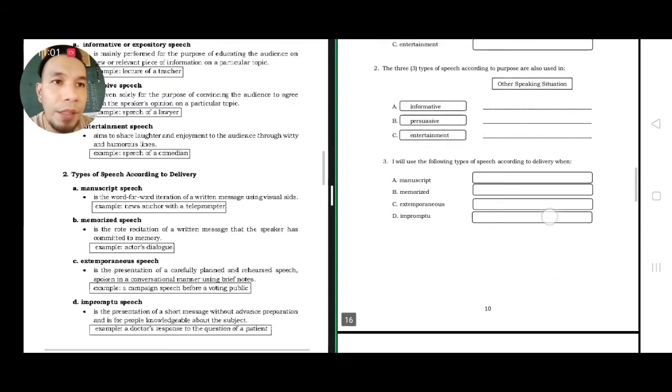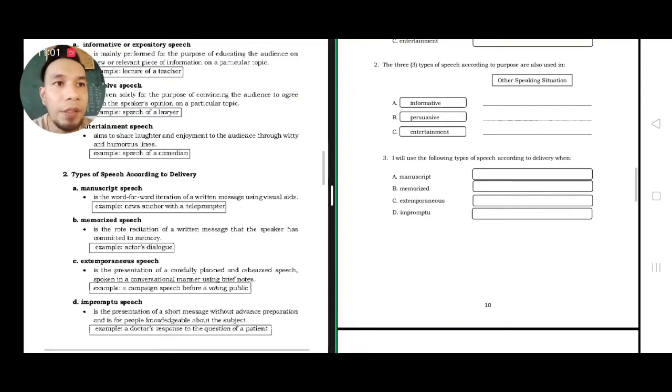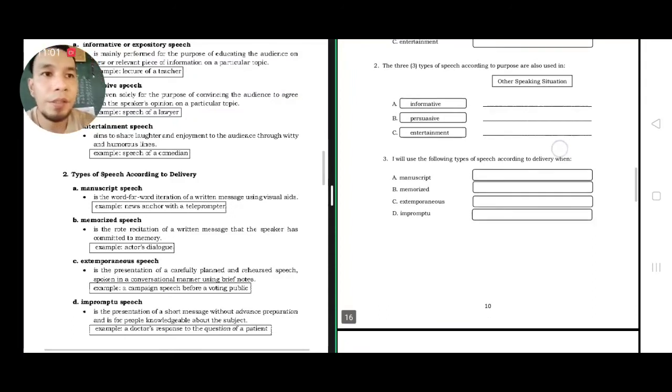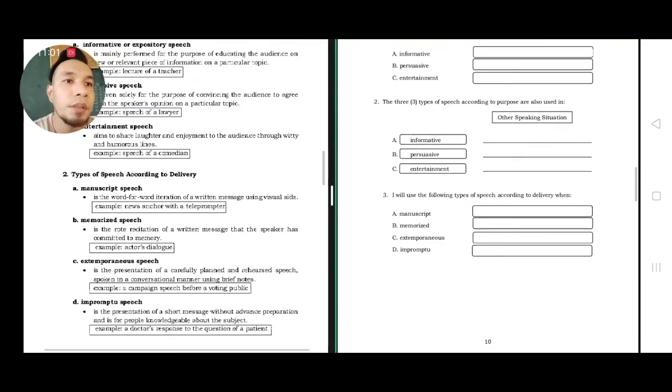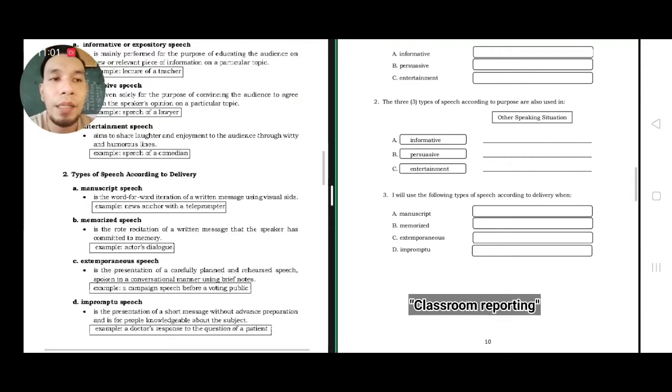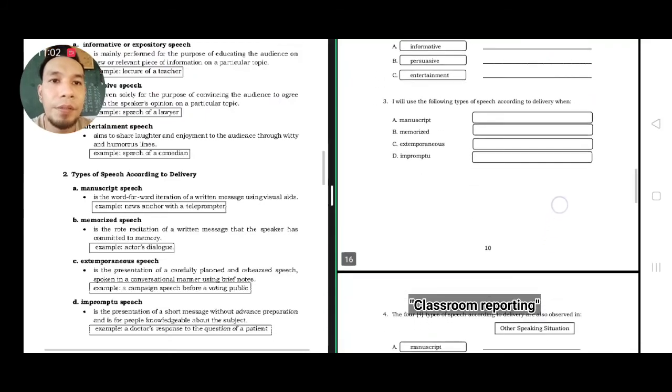Number 3, I will use the following types of speech according to delivery when. It is the same as number 1. Your answer must be personalized. Let me give you an example answer. I will use the following types of speech according to delivery when reporting to my classmates. So that's my answer in letter C, extemporaneous.